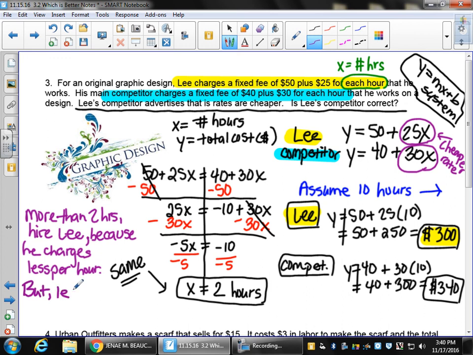But less than 2 hours, who would then be cheaper? If Lee is cheaper more than 2 hours, for less than 2 hours, hire the competitor.